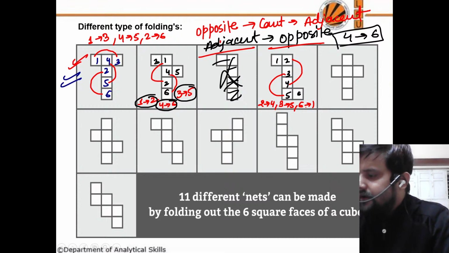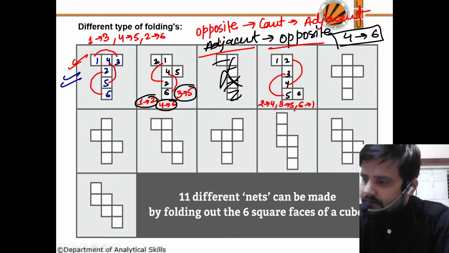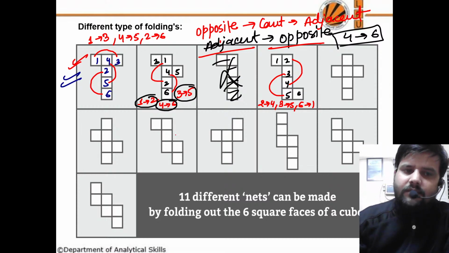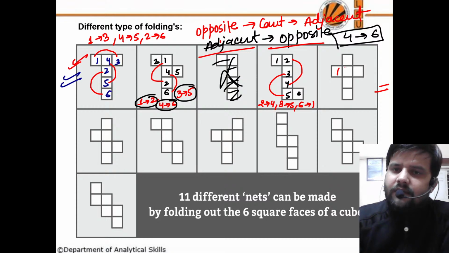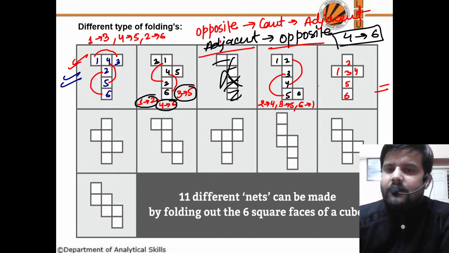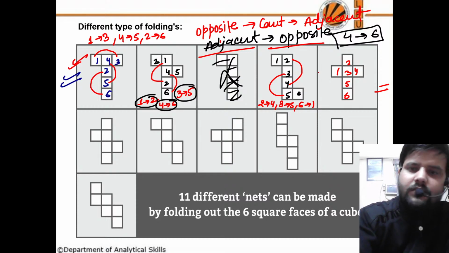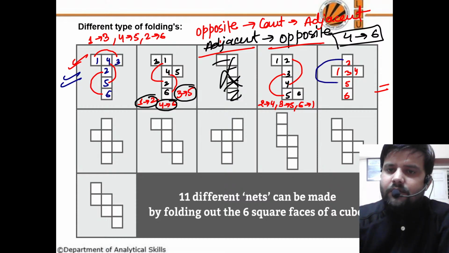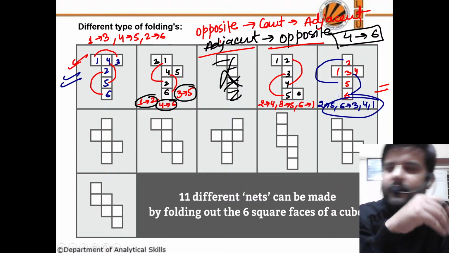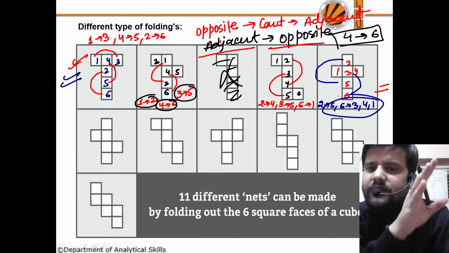Painted cubes. Now let's come to this figure. Let's number it 1, 2, 3, 4, 5, 6. Is it fine? Now let's see which number will be opposite to each other. So 2 will be opposite to 5, 3 will be opposite to 6, and whatever is left will be opposite to each other. So from here 2 will be opposite to 5, 6 will be opposite to 3, and 4 will be opposite to 1.